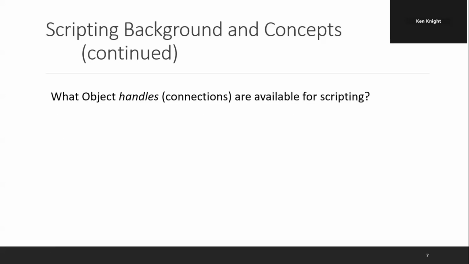Okay, so those are the different types of objects available. So what kind of connections can we get to these objects? What kind of connections are available for scripting? And these are also known as handles.